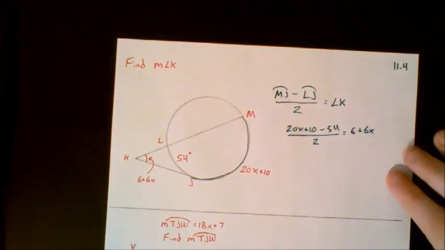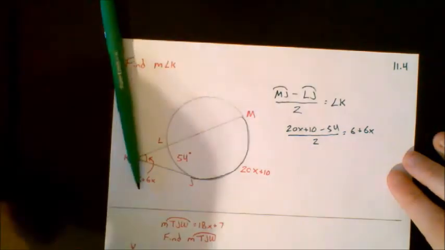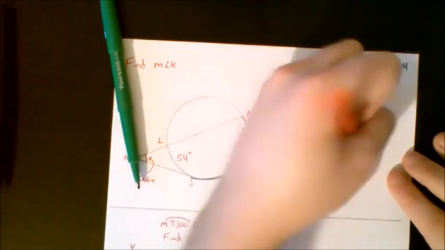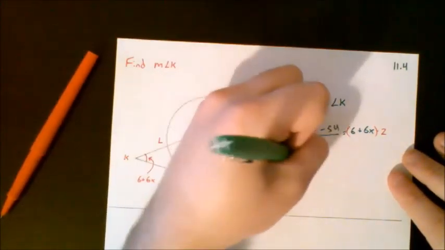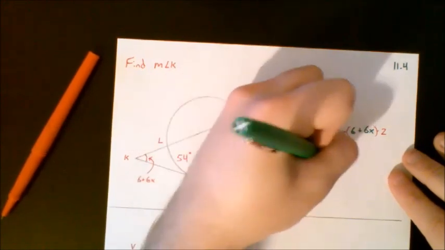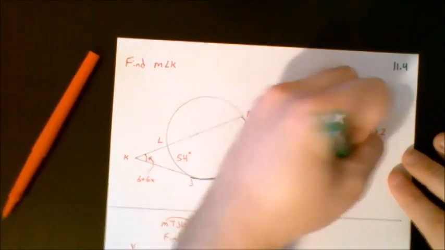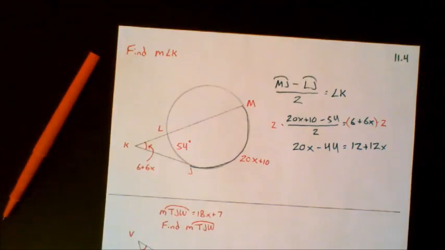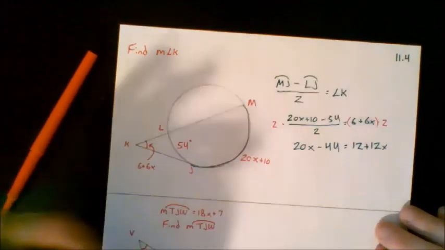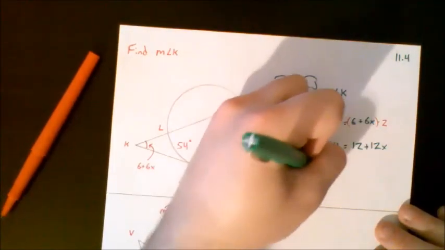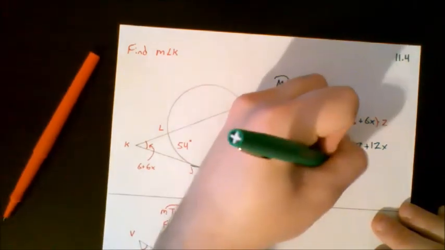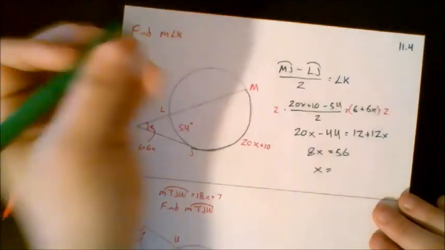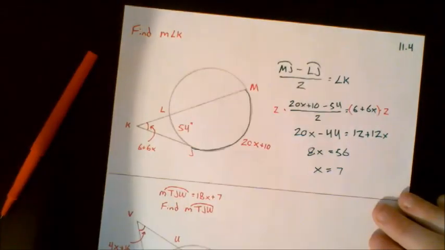Okay. So let's combine like terms over here. I'm going to do that same thing again. I'm just going to multiply the 2 on both sides just to get rid of a fraction. So that gives us 20x minus 44 equals 12 plus 12x. So add 44 to both sides, subtract 12x from both sides. That gives us 8x equals 56. Divide both sides by 8, that's going to leave us with x equals 7.